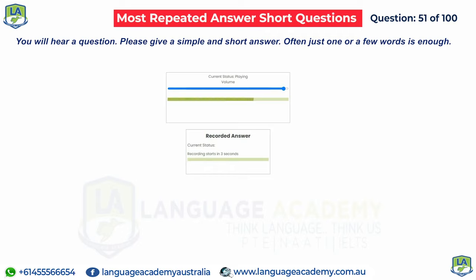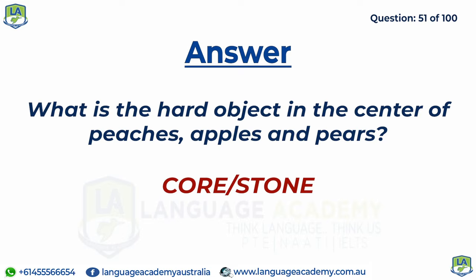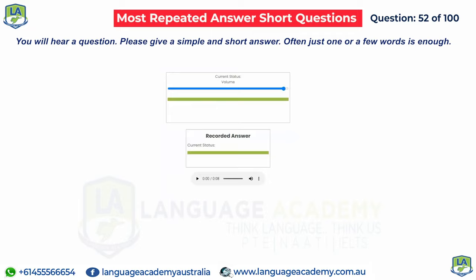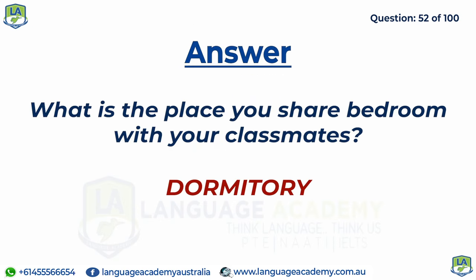What is the hard object in the center of peaches, apples and pears? Core, stone. What is the place where you share a bedroom with your classmates? Dormitory.